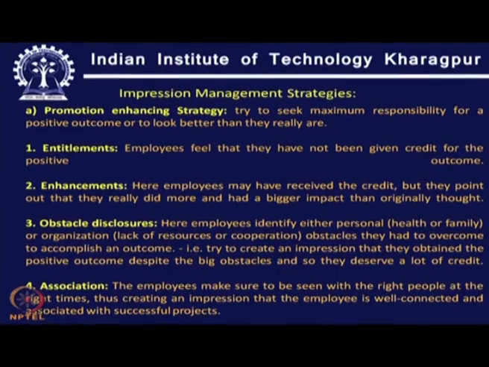Number 4 is association, where the employees make sure that they are seen to belong to the right group of people at the right point of time. They try to mention their names as part of a very well known group, or as well connected with someone who is a very big personality, so that you form the impression that this person is well connected and has been part of successful projects, or that he is well connected with a well known person, so he is also of that same nature and that same type.